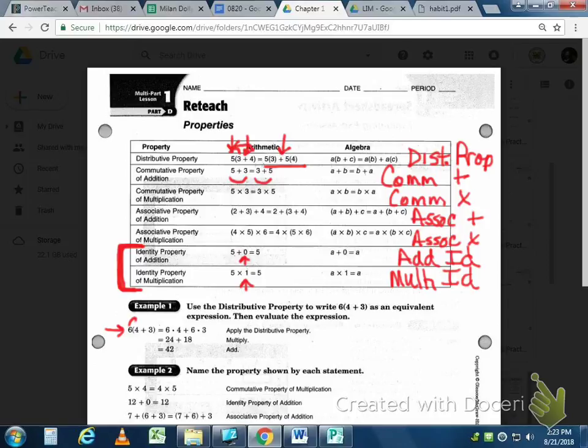You take 6 times 4, use the sign that's inside there, plus 6 times 3. So you rewrite it as 6 times 4 plus 6 times 3. You evaluate each of those parts. 6 times 4 is 24 and 6 times 3 is 18. Combine it together, you evaluate it, it's 42. Distributive property is taking whatever's outside and distributing it through the parentheses.